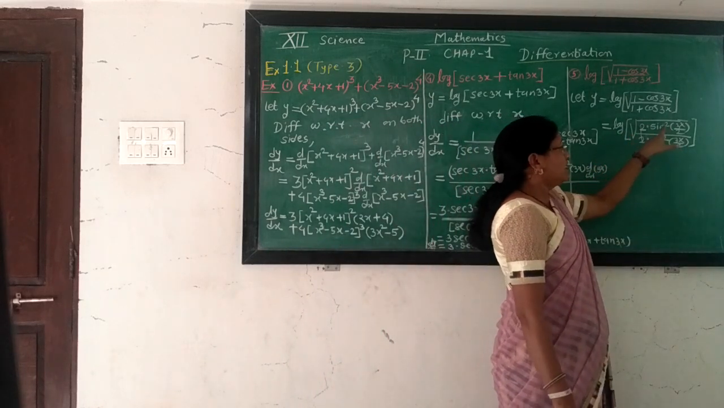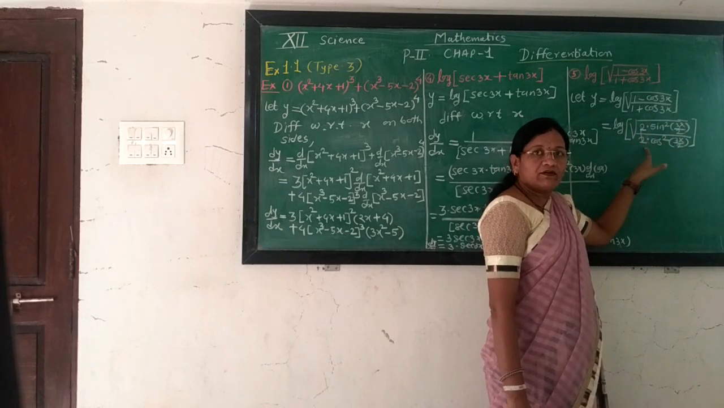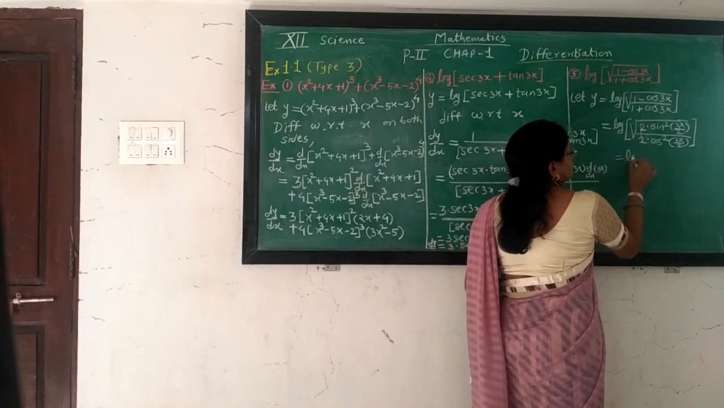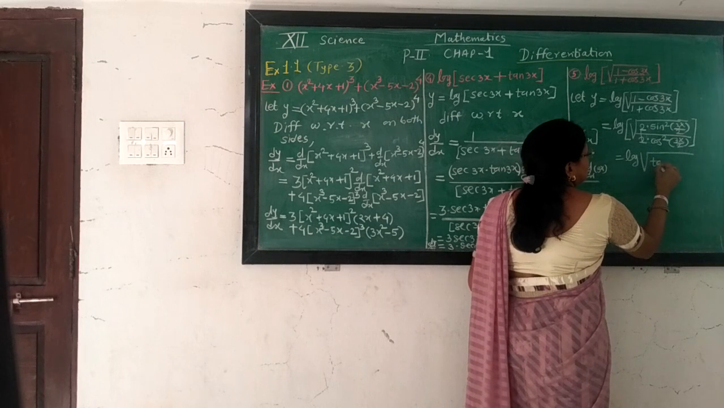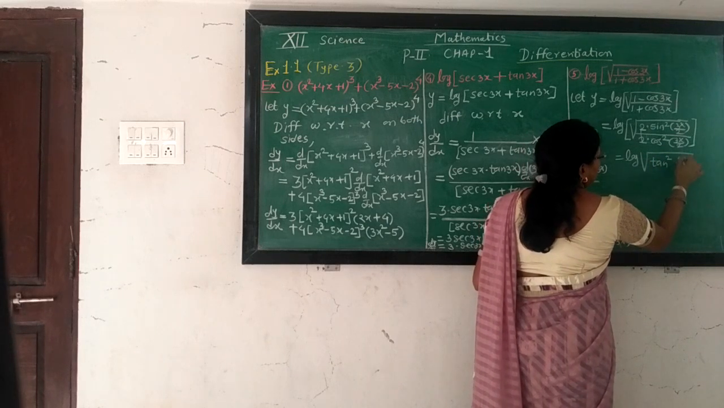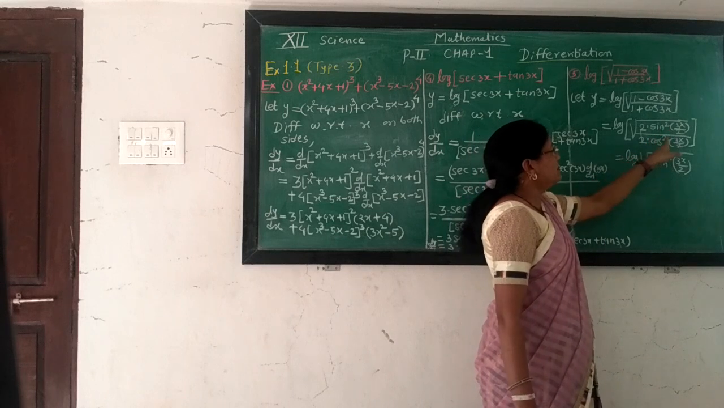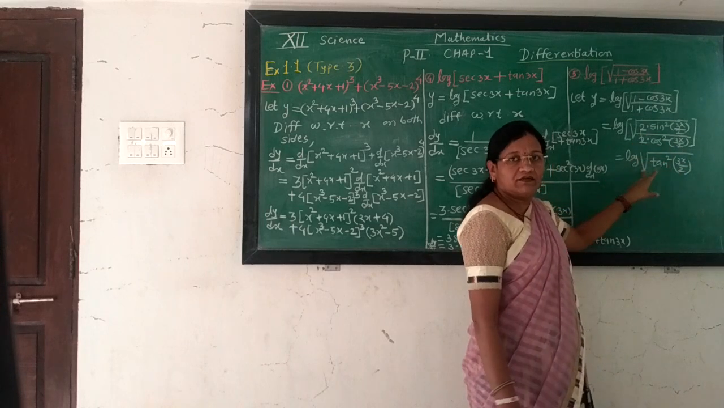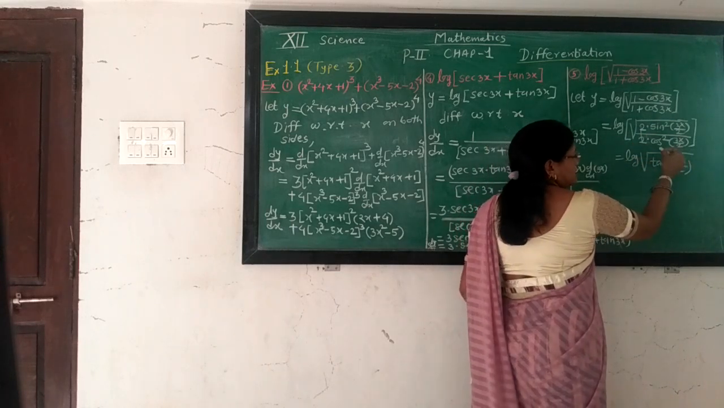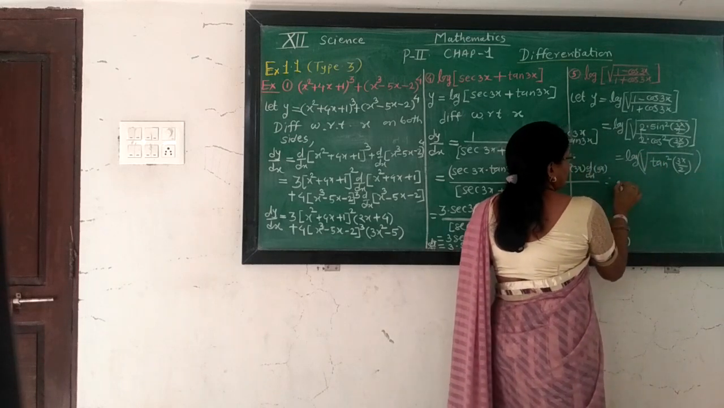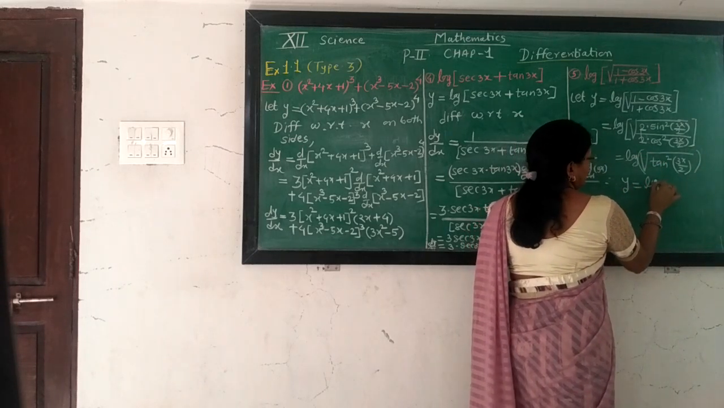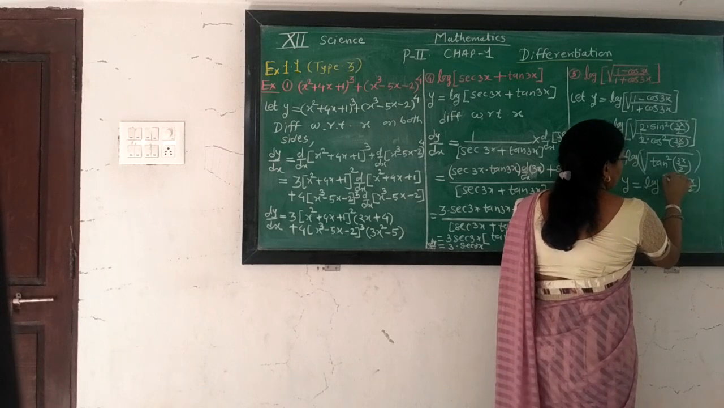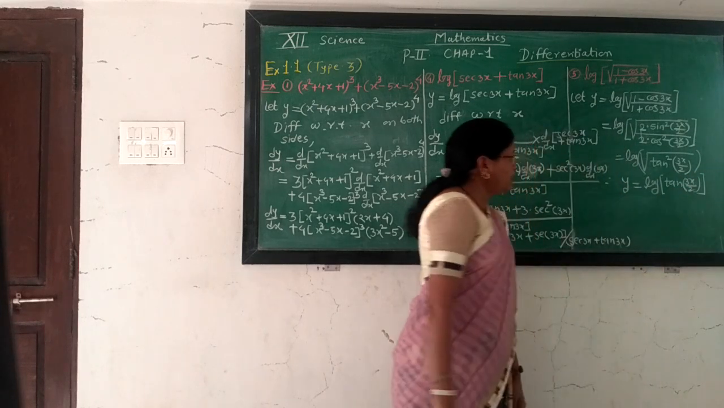Under the root sign the ratio is sin square 3x by 2 divided by cos square 3x by 2. But sin square upon cos square, you know, is the identity, so the ratio becomes root of tan square 3x by 2. Square root and square can be cancelled. At this stage we get the simplification of y as log of only tan 3x by 2. So our function is log of tan of 3x by 2.